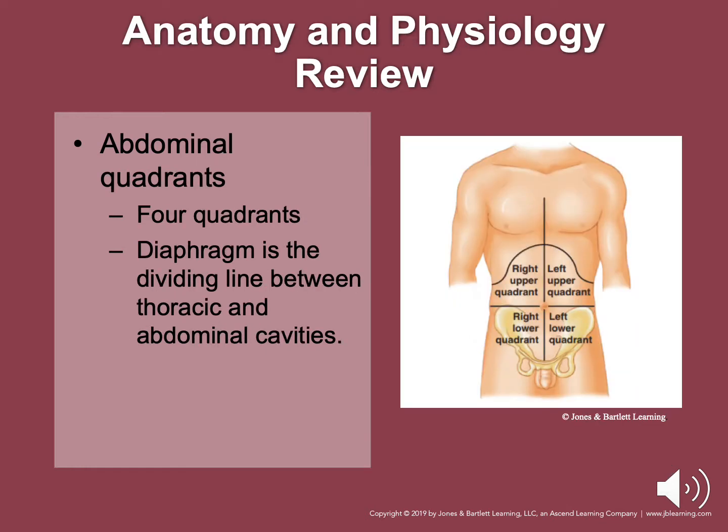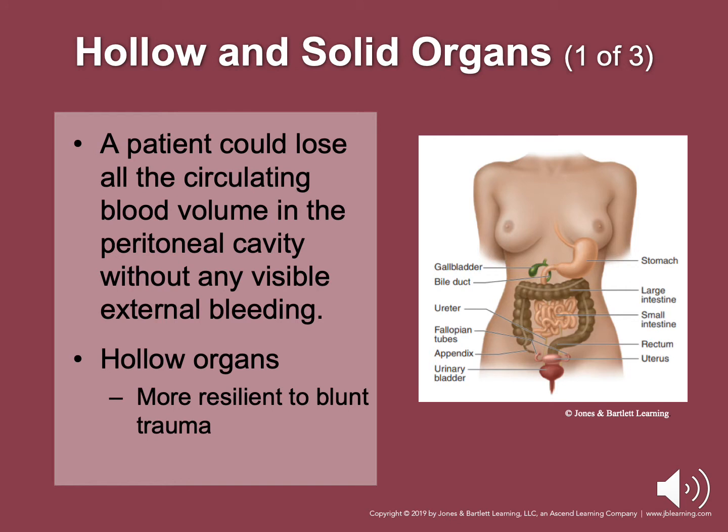So you divide it into four quadrants. The diaphragm is the dividing line between the thoracic and abdominal cavities. And you divide it up into the right upper, left upper, right lower, and left lower quadrants. Hollow and solid organs: patients could lose all of their circulating blood volume into the peritoneal cavity without any visible external bleeding.